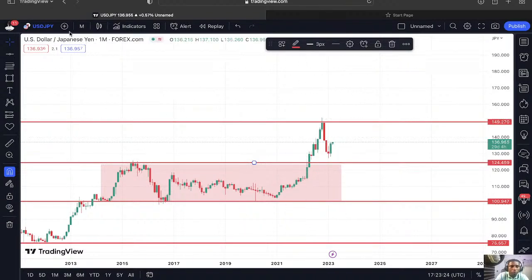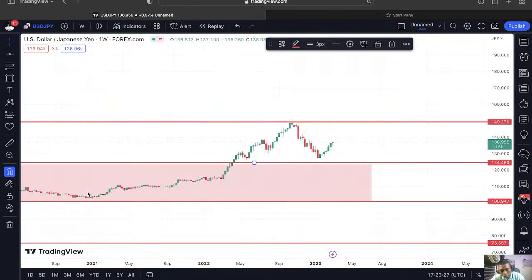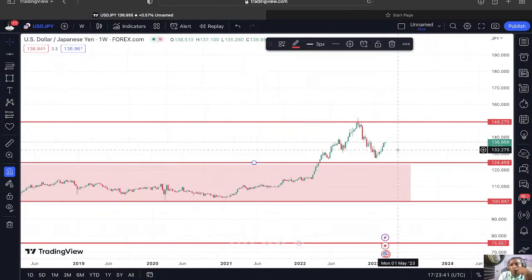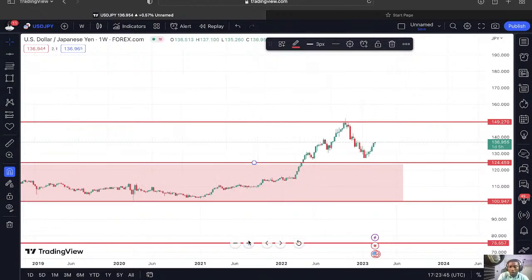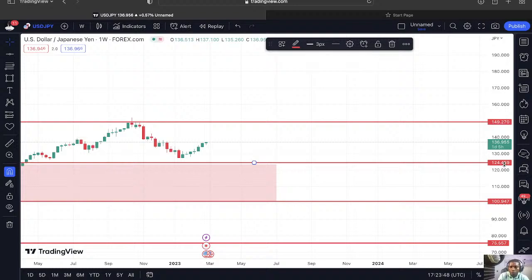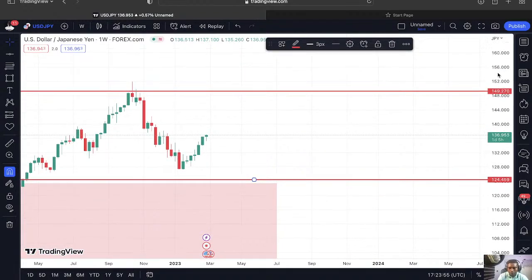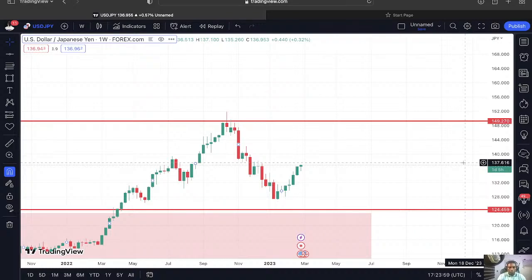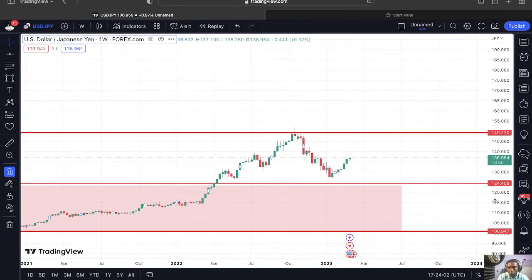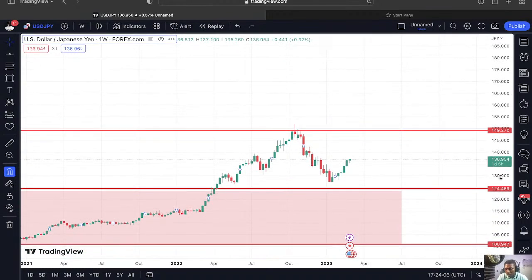Now let's go to the weekly session. Obviously you can see that the bullish momentum is building up. This bullish momentum building up is going to add more value, an inflow of cash into the ecosystem.